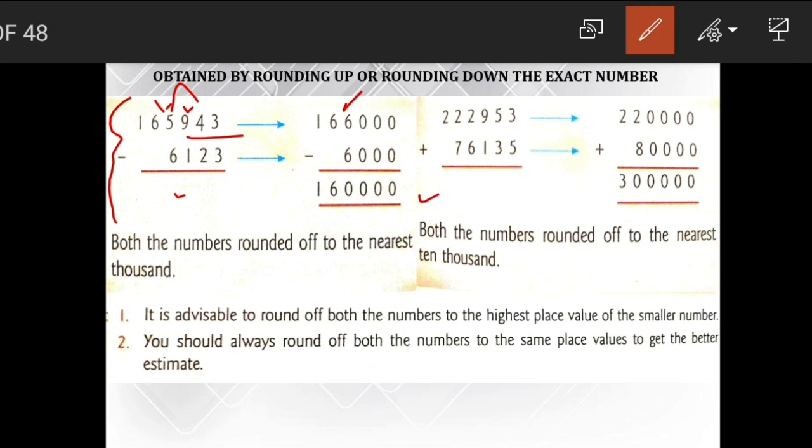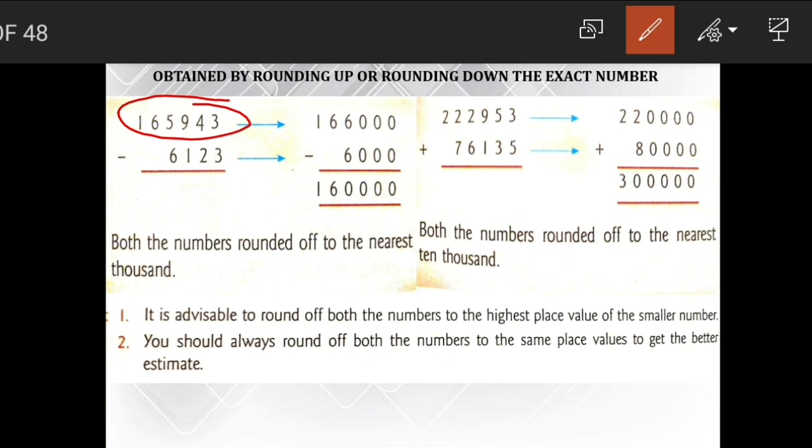We should round it off so that there is only one digit left and the rest of the digits become 0. Because the smaller number is a 4-digit number, we made the last 3 digits 0. For that we have to convert it to the nearest 1000, and because we converted this to the nearest 1000, we have to convert the other number also to the nearest 1000. Try to round both the numbers to the same place value so that you get a clear picture and a correct answer.